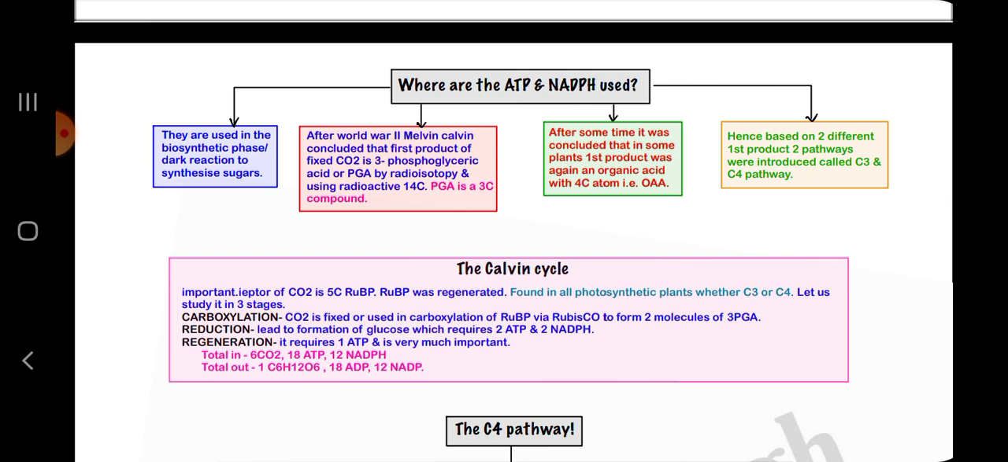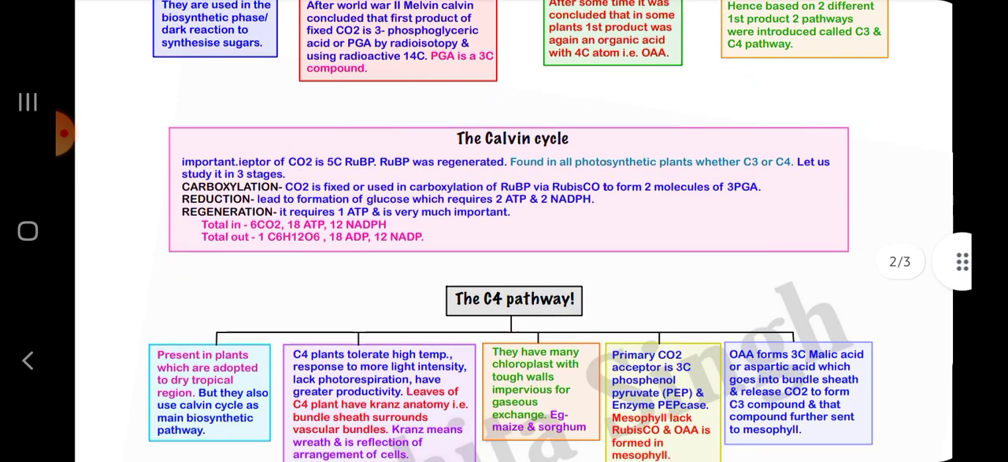After World War II, Melvin Calvin concluded that the first product of fixed CO2 is 3-phosphoglyceric acid or PGA, using radioactive 14C. And after some time it was concluded that in some plants, the first product was again an organic acid with 4C atoms. Hence, based on two different first products, two pathways were introduced, called the C3 and C4 pathway.